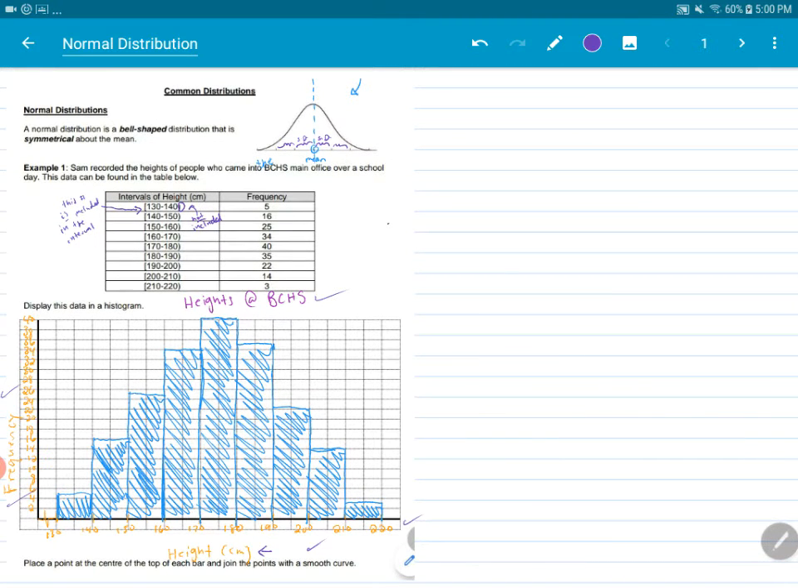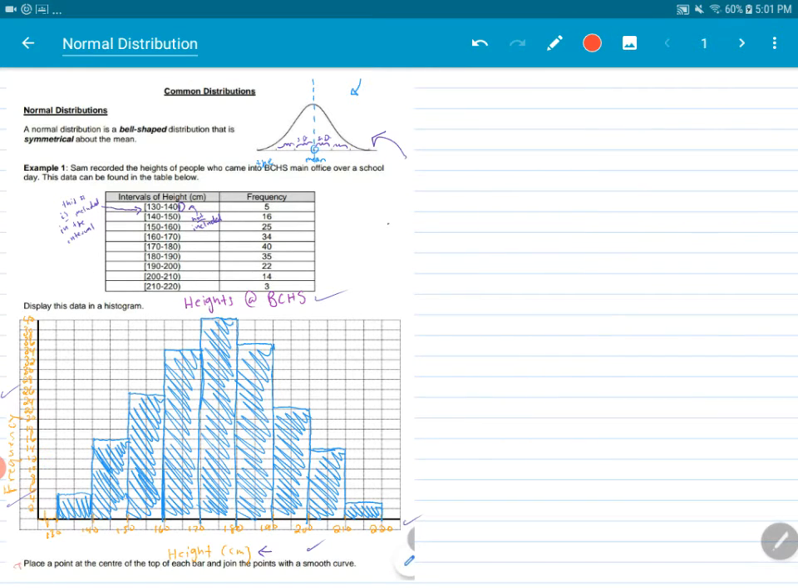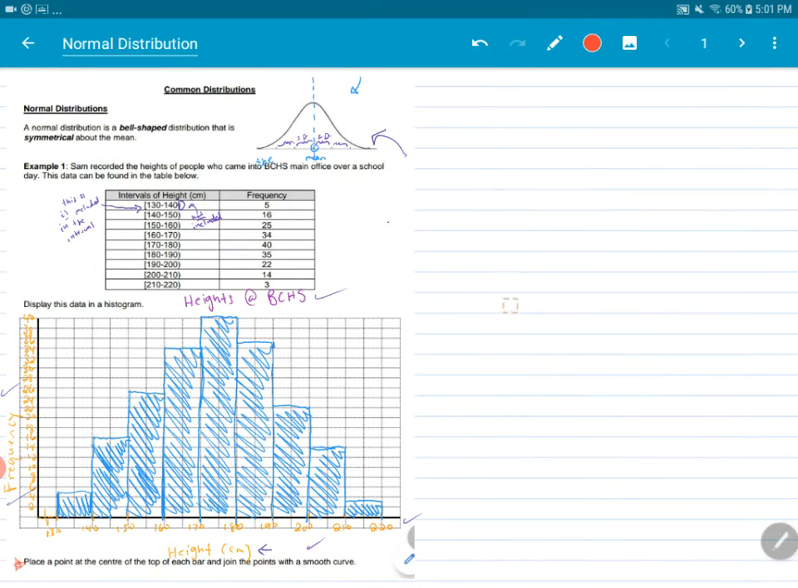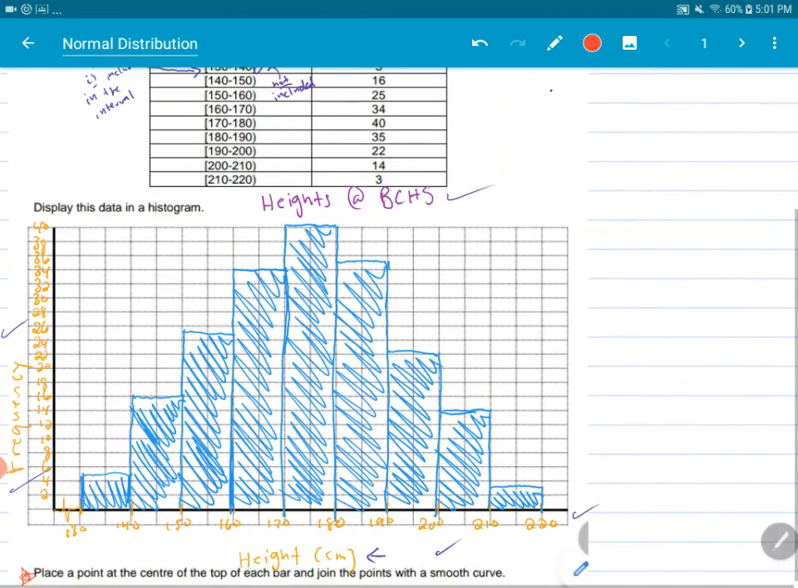So if we take a look at this graph here, that's our histogram. It looks great. It looks like it's normal. It kind of looks like this shape here, but we want to check for sure. So this instruction below says place a point at the center of the top of each bar and join the points with a smooth curve. So let's try it. I'm going to zoom in a bit and we will try it. So I'll put a point in the middle, in the middle, in the middle.